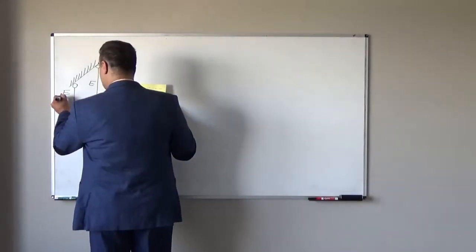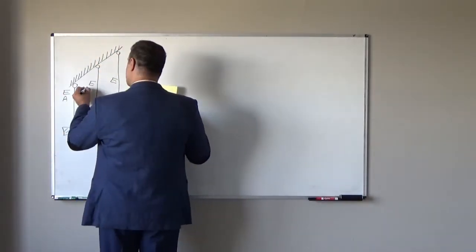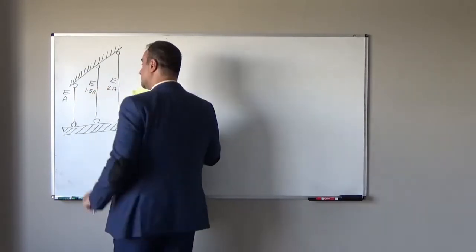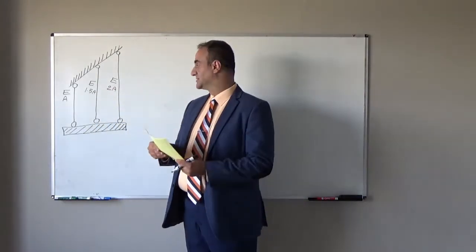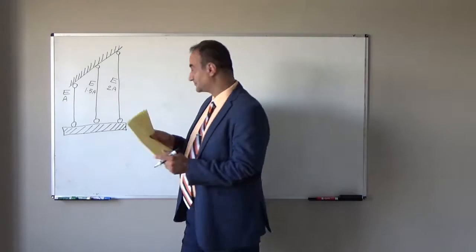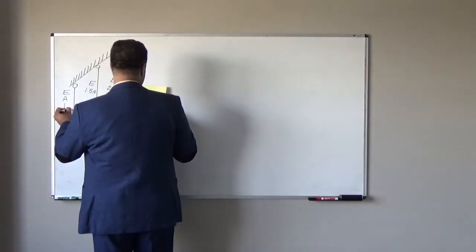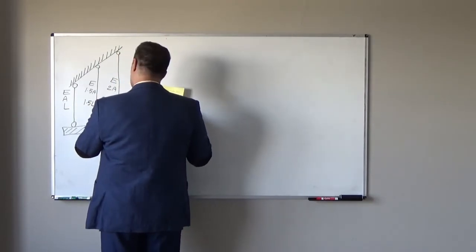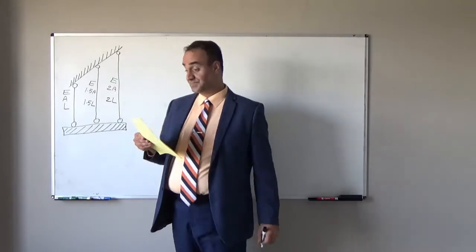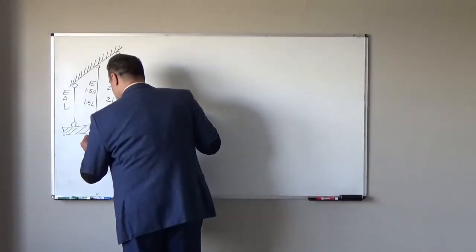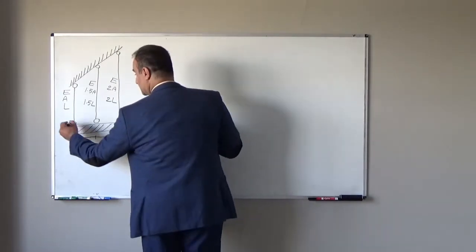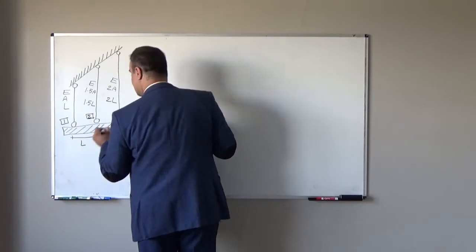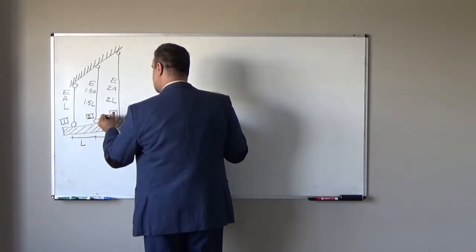Cross-sectional area for the first bar is A. For the second bar it is 1.5A. For the third one it is 2A. So the cross-sectional area is different. You see, it gets bigger. Length for the first one is L, for the second one it is 1.5L, and for the third one it is 2L. Again, length is different. Spacing from bar 1 to bar 2 is again L. From 2 to 3, it is L.